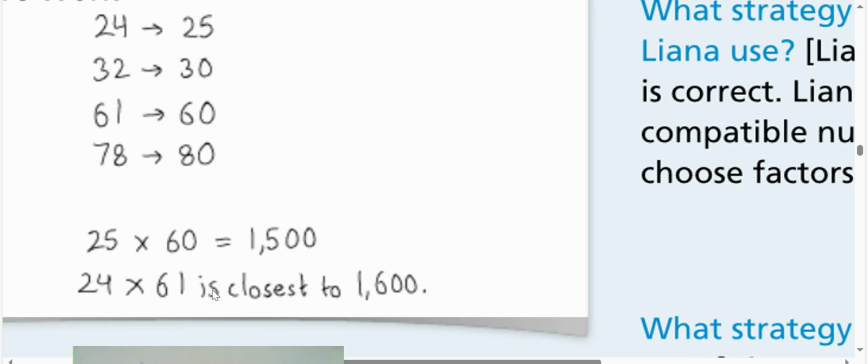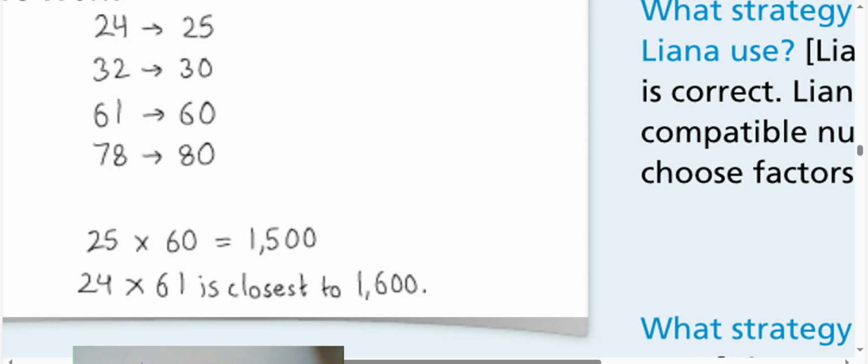Understood these tips? Again, product. We want to find the product between two numbers, like 24 by 61. We know 24 is close to 25, and 61 is nearest to 60. We can find the product: 24 times 61 is close to 1600. You can approximate each one to the nearest number, either 0 or 5.